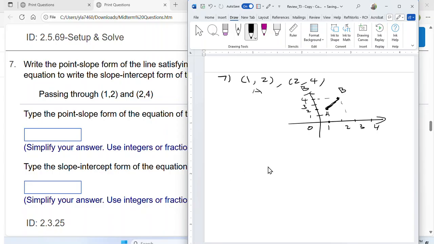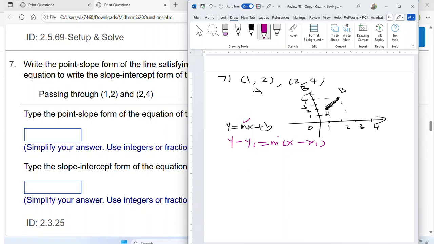If you want to find the equation, we have two ways to find the line equation. One way is y equals mx plus b, the slope-intercept form. Another one is y minus y1 equals m times x minus x1, the point-slope form. It really doesn't matter which form. You all have to find the slope first, either way.